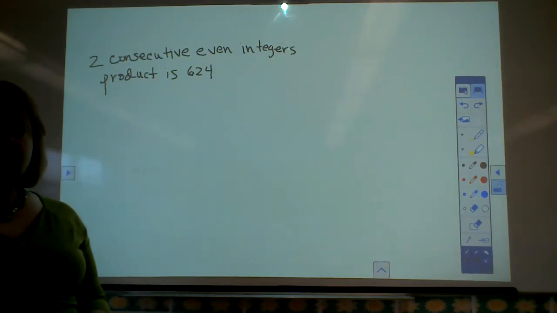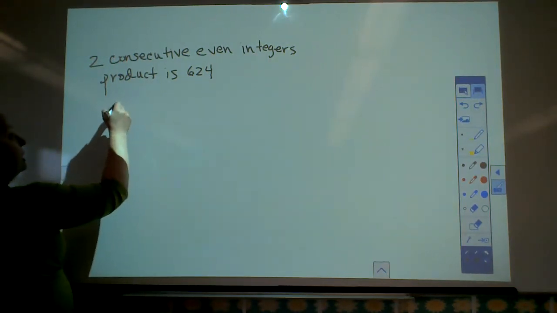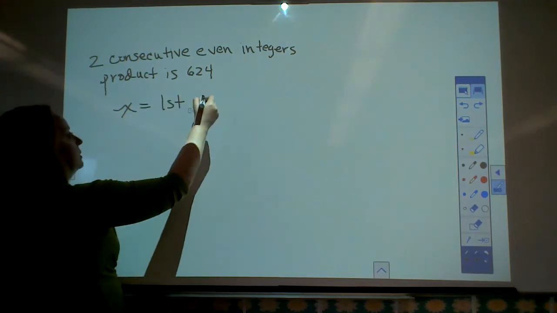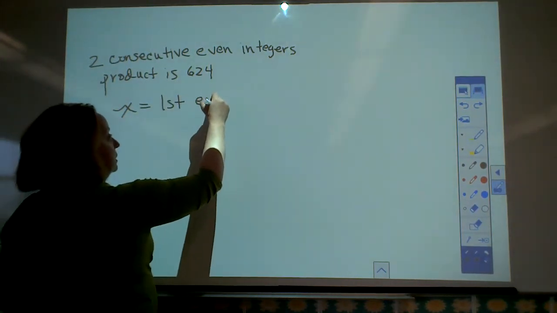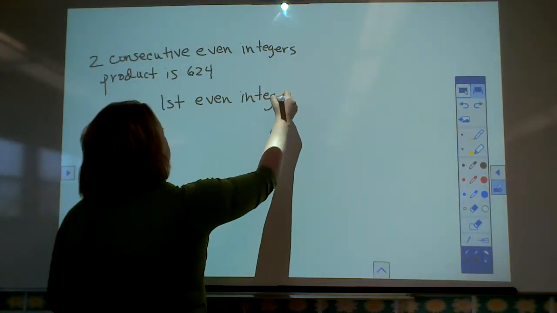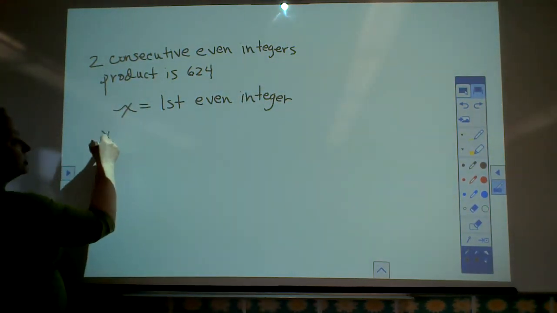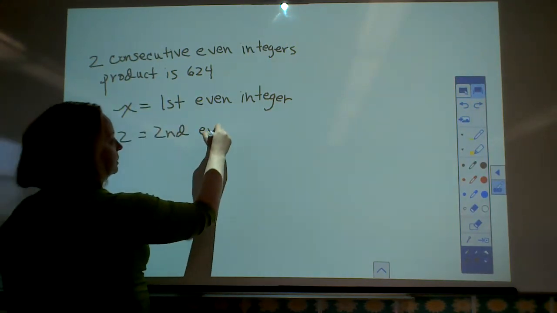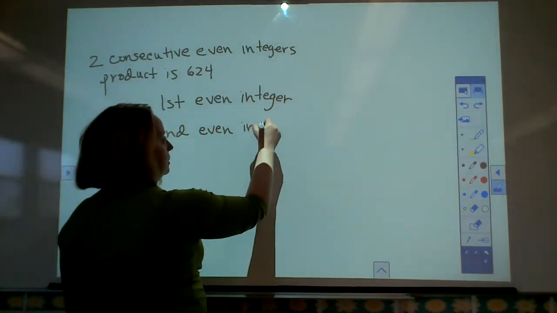So consecutive even integers means I'm going to define x to be the first even integer, and x plus 2 will be the second even integer.